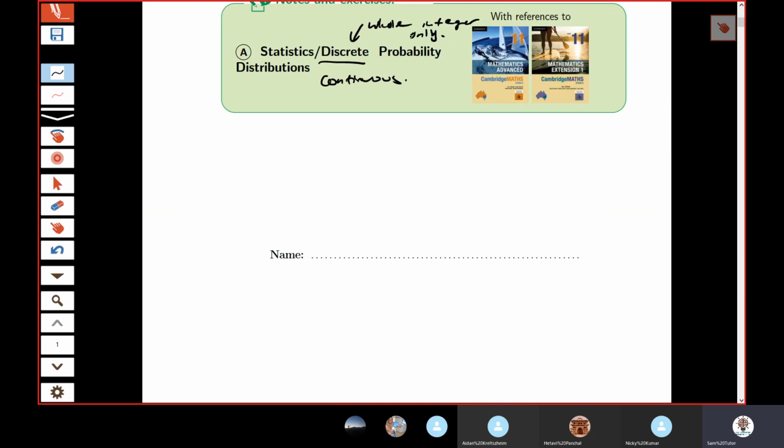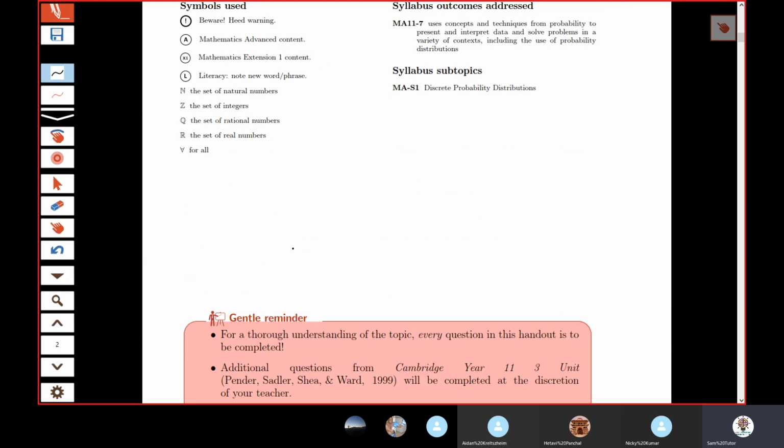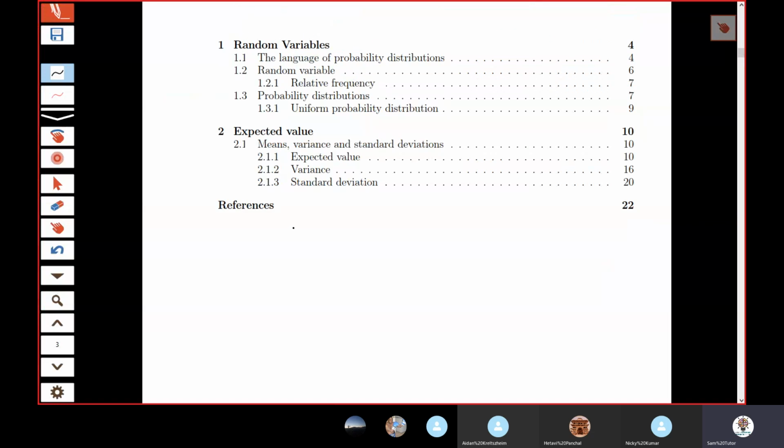So for example, if I was to ask how many cars are on the street or how many dogs do you have, you'll give me numbers in whole integers. Continuous can be 4.2, 3.8 and so on. So this will be in year 12. We'll look at continuous probability distributions and functions, whereas in year 11 we're looking at discrete only. So just so you know, it will be revised next year.